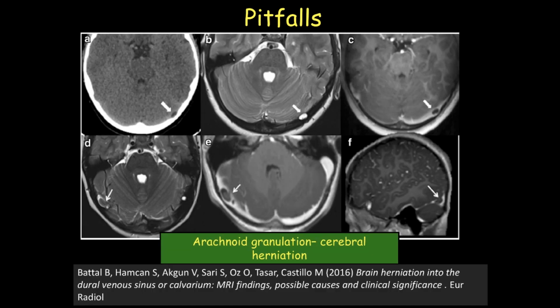The last pitfall I want to present is the arachnoid granulation. Arachnoid granulations are related to the metabolism of cerebrospinal fluid, and they are totally normal formations. In this case, which is quite rare, we have cerebral herniation inside the dural venous sinus. It is quite rare, but we have to think about it, especially if there are no symptoms in our patients. The patient is absolutely normal, with no symptoms related to this condition.